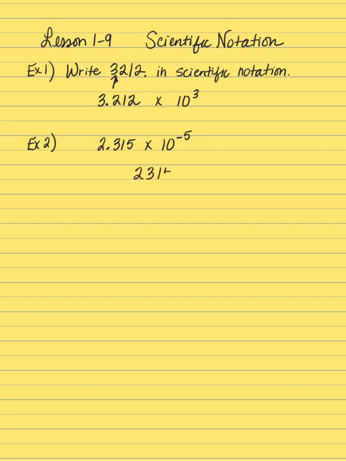I'm going to go ahead and write my digits down, 2315. Here's my decimal. I'm going to move it 1, 2, 3, 4, and 5, and I'm going to place it right there. And every one of these spots I'm going to fill in with a 0. So I'm going to clean it up. That's 0.00002315. So that is my answer for example 2, to place that back in standard form.